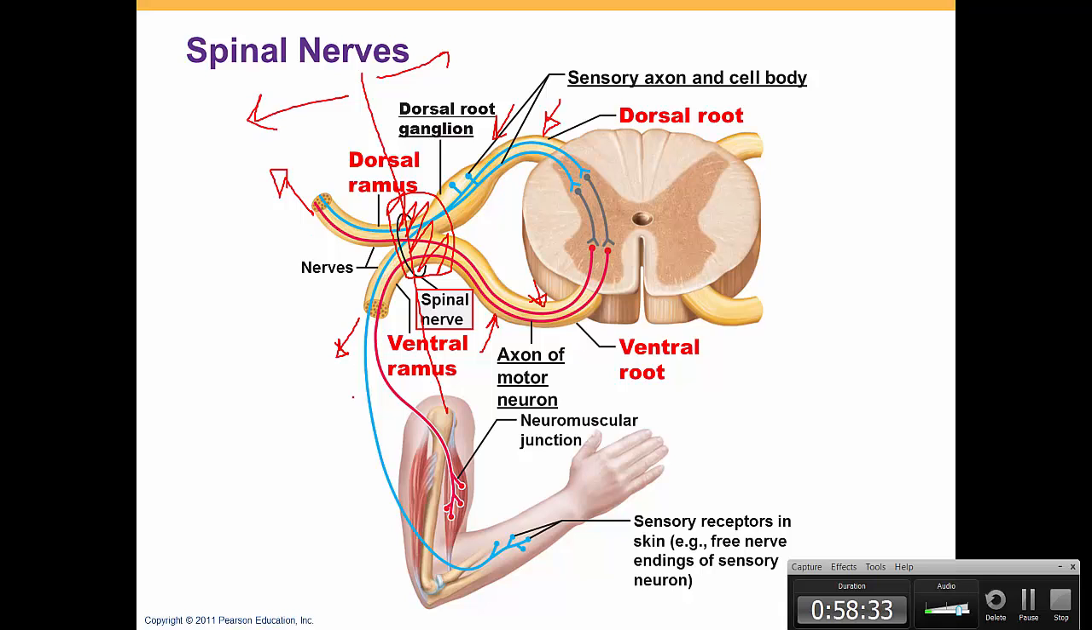I have the ventral ramus, which is mixed. It has a sensory part and a motor part. And we have a dorsal ramus, which has a sensory part and a motor part. So the dorsal ramus will go to the back muscle and skin, and the ventral ramus will go to the anterior muscles and skin. I hope that this makes sense. Okay.